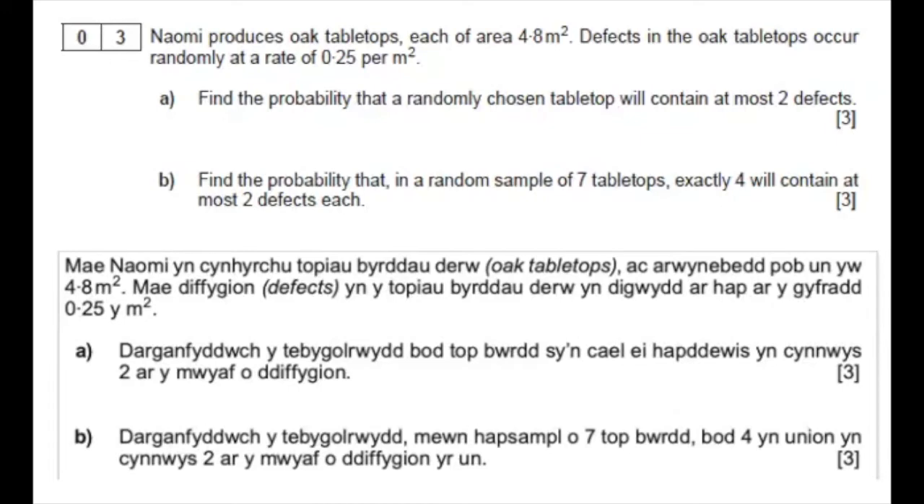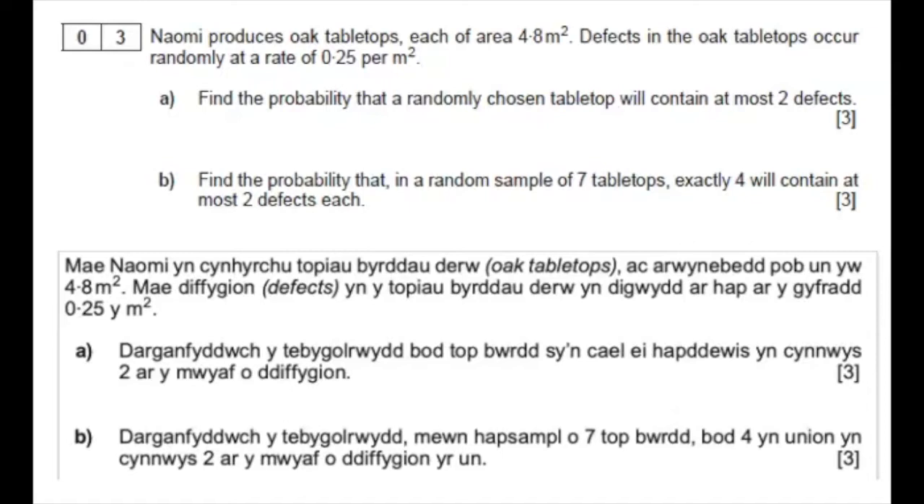Question 3. Naomi produces oak tabletops, each of area 4.8 meters squared. Defects in the oak tabletops occur randomly at a rate of 0.25 per meter squared. A. Find the probability that a randomly chosen tabletop will contain at most 2 defects.